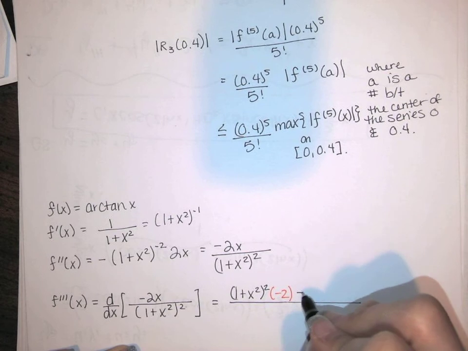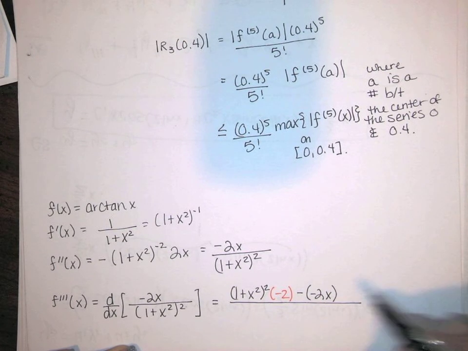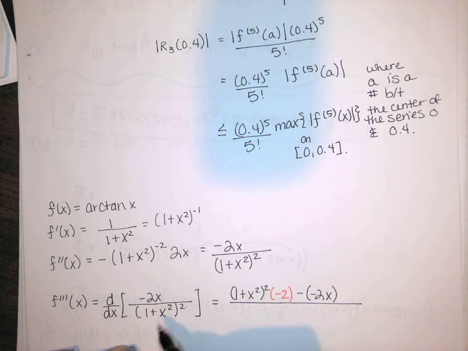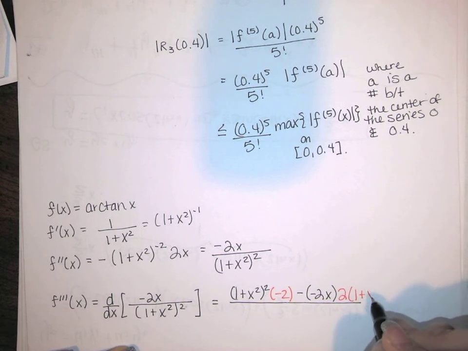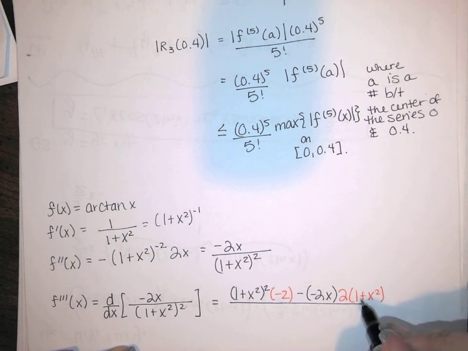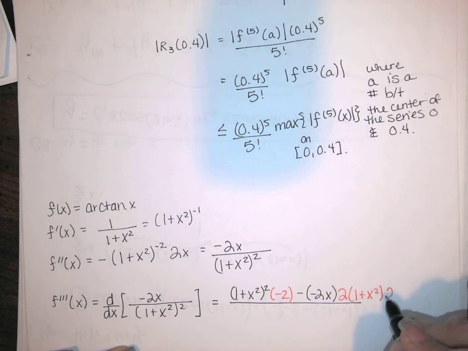Minus high. So I'm subtracting the negative 2x times the derivative of the low function. Well, I'm going to have to use the chain rule for that because I've got a function squared. The derivative of a function squared is 2 times the function times the derivative of the inside by the chain rule. The derivative of 1 plus x squared is 2x.